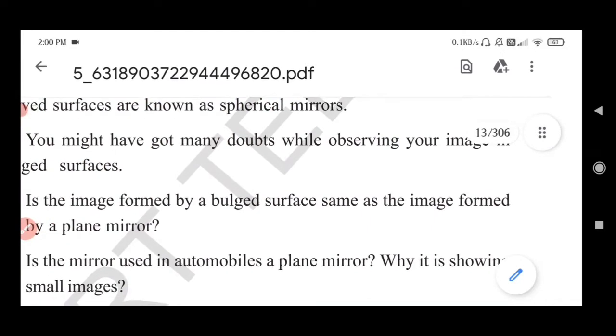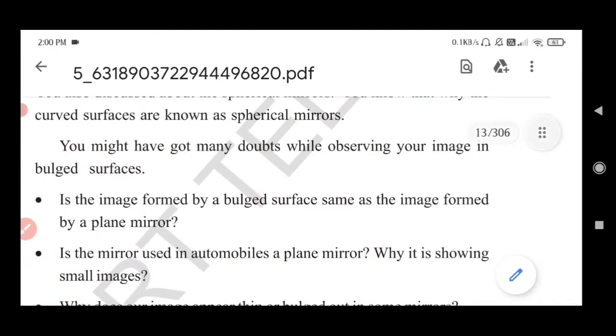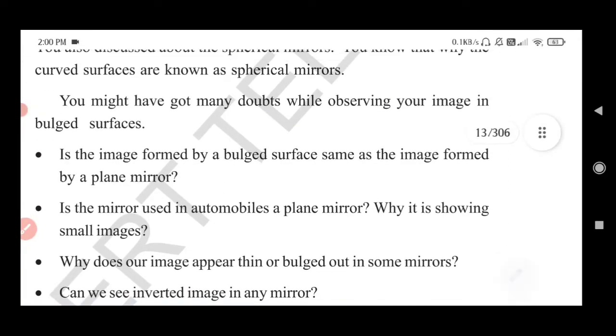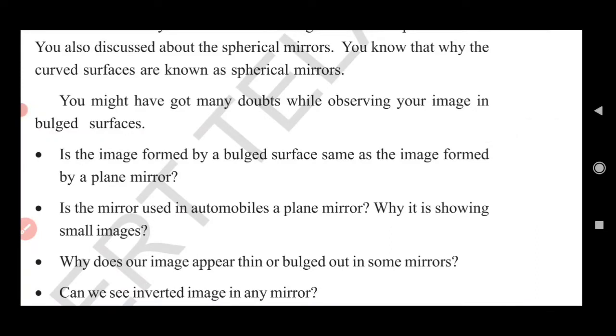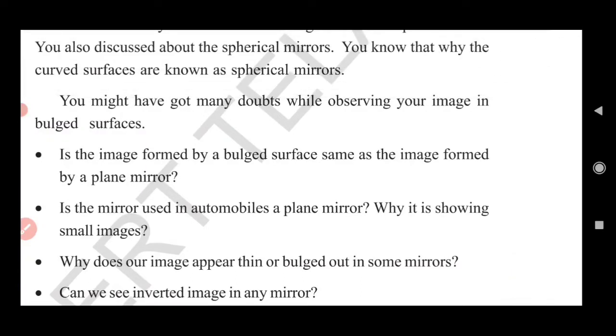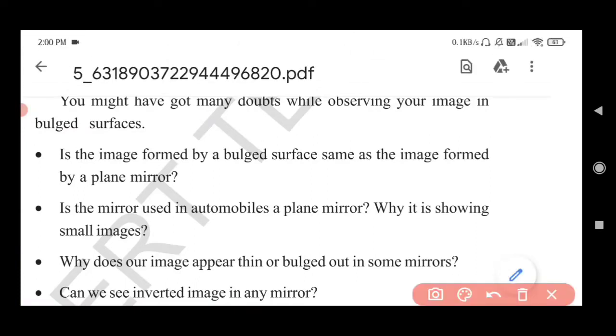Okay, so you might have got doubts while observing your image in bulged surfaces. Bulged surfaces are nothing but curved surfaces like concave and convex mirrors. So sometimes at curved surfaces, when you see your image, you look so fat, or sometimes you look so thin. So this is all because of mirrors. And let us see the principle on which mirrors work.